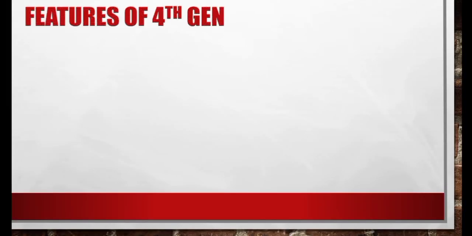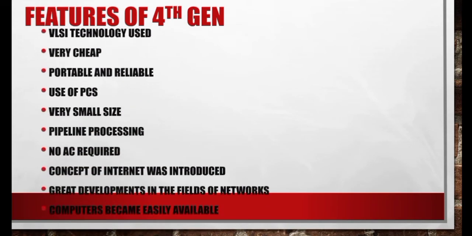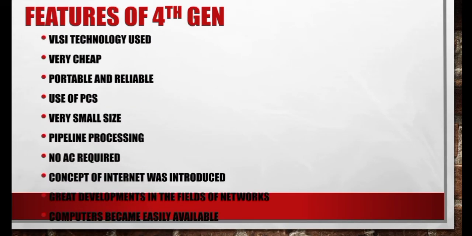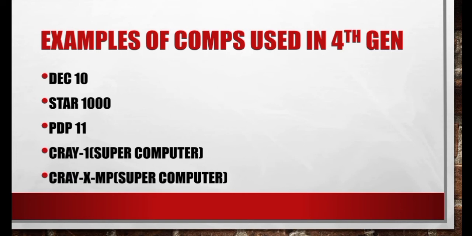So this is now during the fourth generation. You said that they became more reliable. The features of the fourth generation are VLSI, very large scale integrated circuit, that is the technology used. They were very cheap, portable, and reliable. Use of PCs, very small size, pipeline processing, no AC required. The concept of the internet was introduced. Great development in the field of networks. Computers became easily available. Let's check on the examples of computers used. These are some of the examples that were used during the fourth generation.